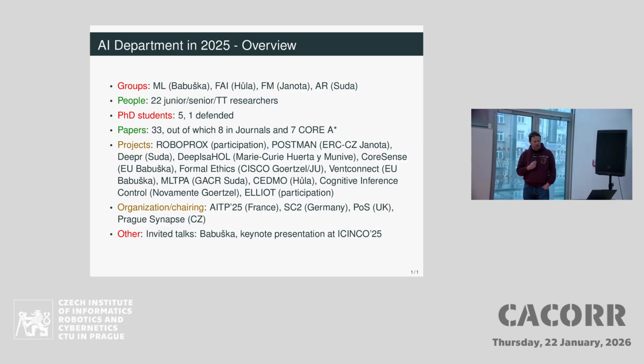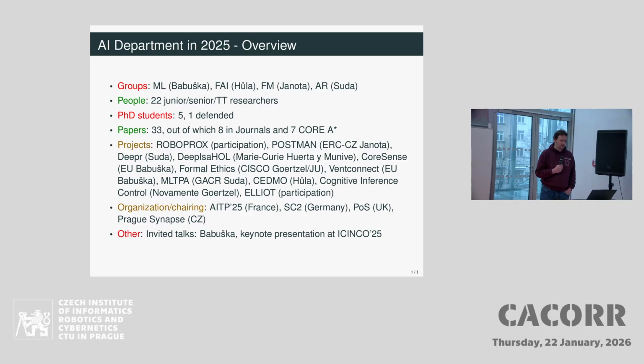So now we have 4 groups in the department. One led by Babuška on machine learning, and one led by Jan Hůla that is trying to explain machine learning, so it's mainly about foundational AI. I myself am the head of the formal methods group, and Martin Suda is the artificial reasoning group. We have around 22 fixed positions in the group, and a number of students. We mainly publish at conferences, but there are also some journal papers.